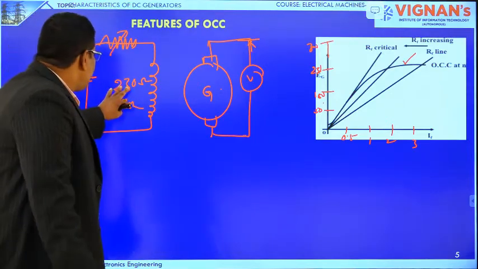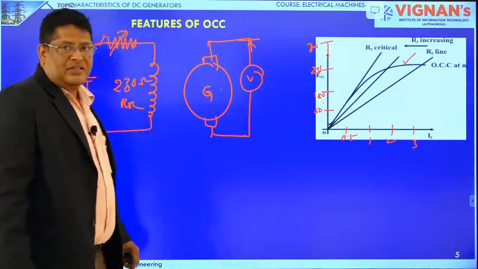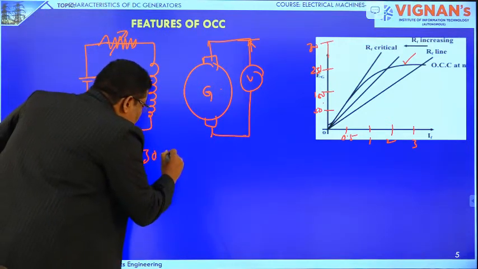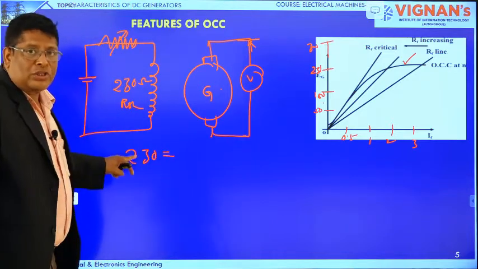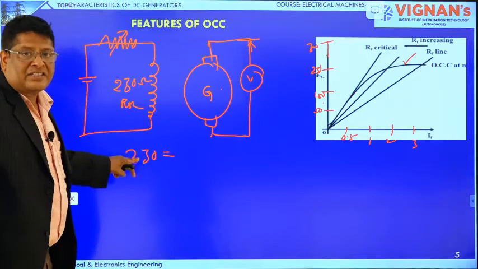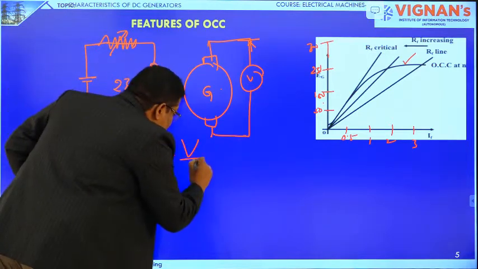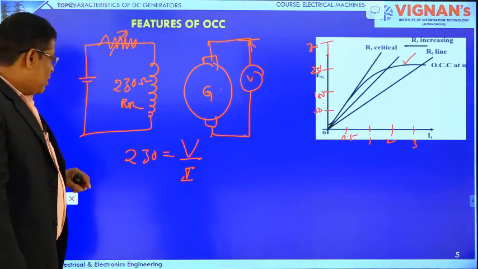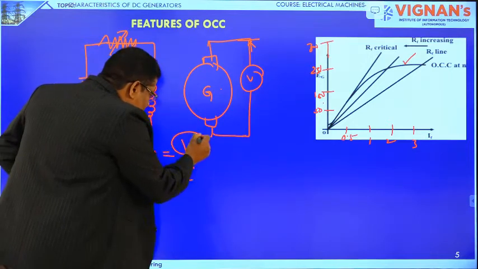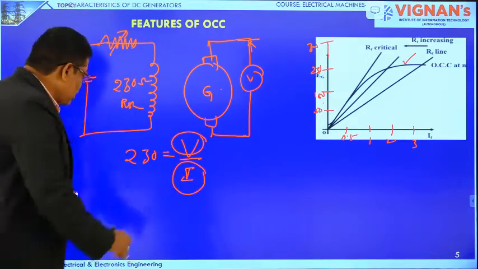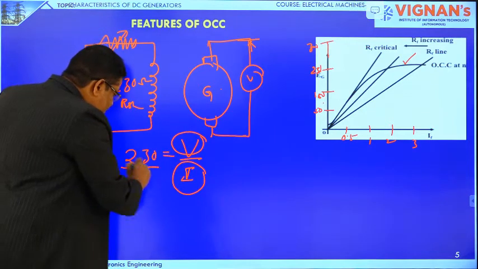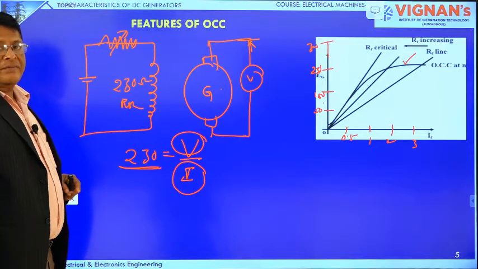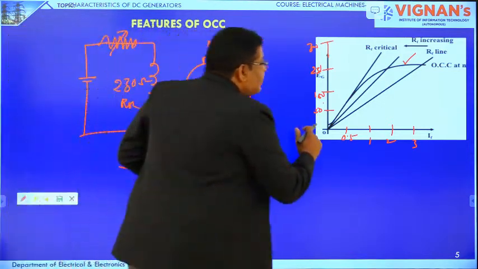Now how are we going to represent this field resistance on the graph? See, how much value here? 230 ohms. This is nothing but a resistance. Resistance equals voltage by current. So we have to take a voltage and the corresponding current so that the ratio between the two becomes 230. Like that, we have to note the points here.